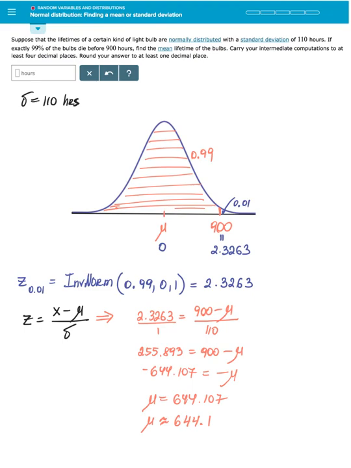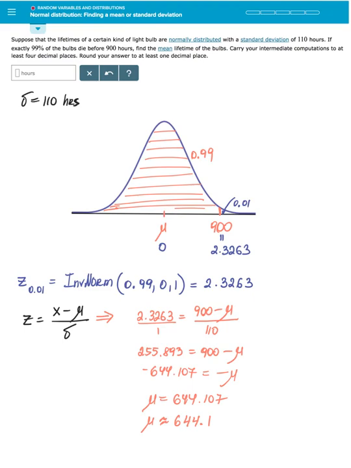We know that the lifetimes of this kind of light bulb are normally distributed, therefore I can use the normal curve to base my solution upon. I am also given the standard deviation of 110 hours, so I record that. I don't know the mean. It says to find the mean if exactly 99% of bulbs die before 900 hours. So I need to find where approximately 900 hours is, and it must be in the far right side. Why? Because there must be 99% of data to the left of that quantity and only 1% on the right side, in the right tail.